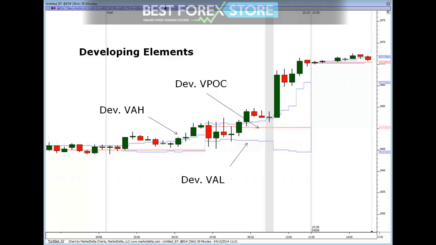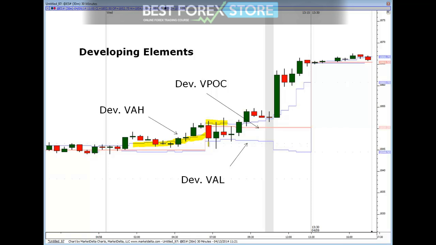Well, let's first identify where our value area high is. It is this blue line at the top, and if you notice, it jumps up and down, up and down. You see different steps, but it is certainly the top light blue line. This is an indicator that is found in Market Delta and Investor RT that will allow you to show the developing value area low, developing value area high, as well as the developing VPOC.